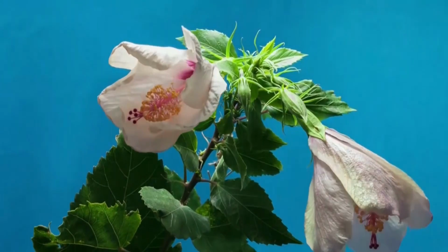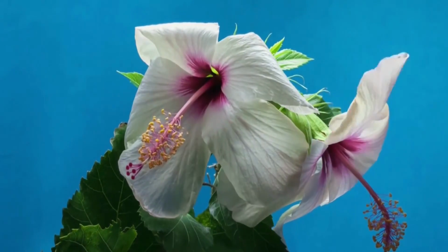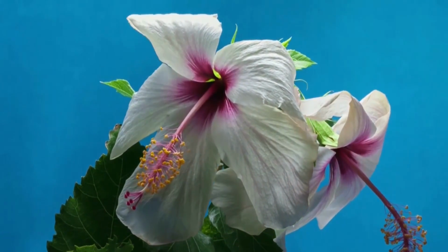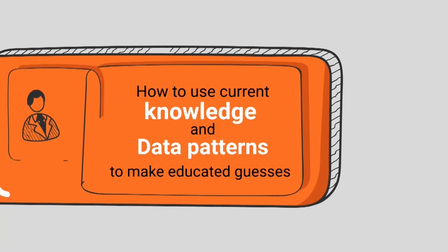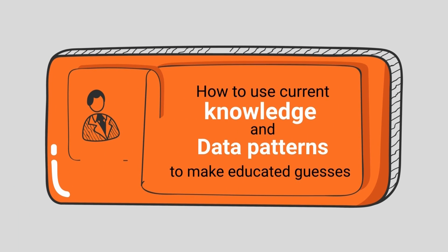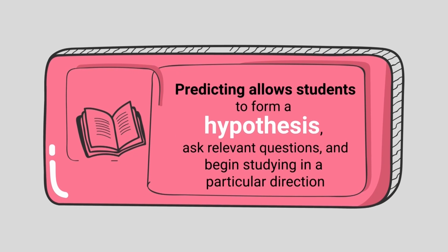For example, predicting the height of a plant in 2 weeks' time based on a graph of its growth during the previous 4 weeks. Students need to know how to use current knowledge and data patterns to make educated guesses on probable outcomes of investigation. Predicting allows students to form a hypothesis, ask relevant questions, and begin studying in a particular direction. Predicting allows students to extend limited experiments to further studies, such as extrapolating what will occur in further studies of evaporation based on a limited experiment.